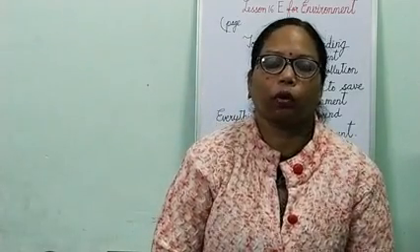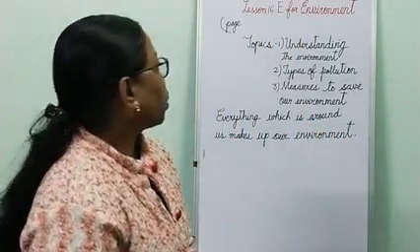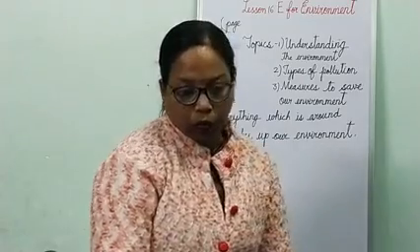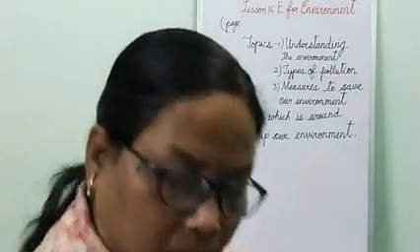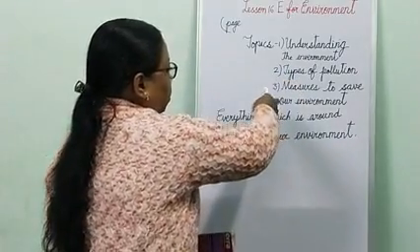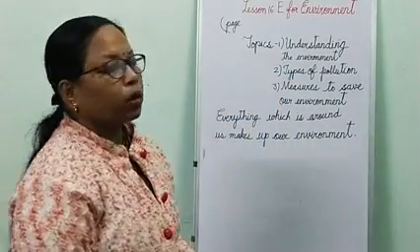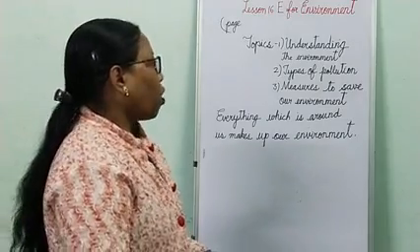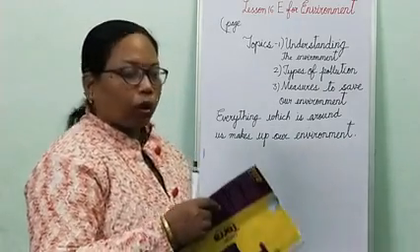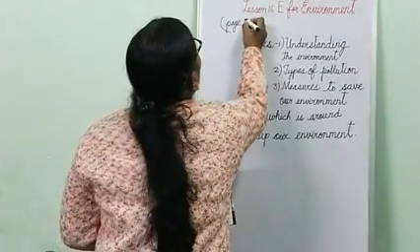Children, today I am going to teach lesson 16, E for Environment. The topics which we will discuss today are: number 1, understanding the environment; number 2, types of pollution; number 3, measures to save our environment. Please open your book, page number 138.